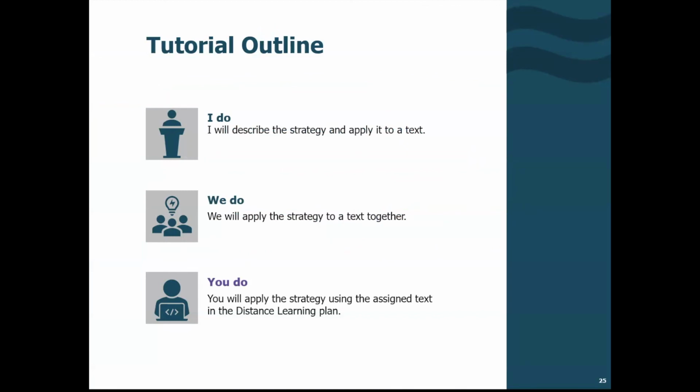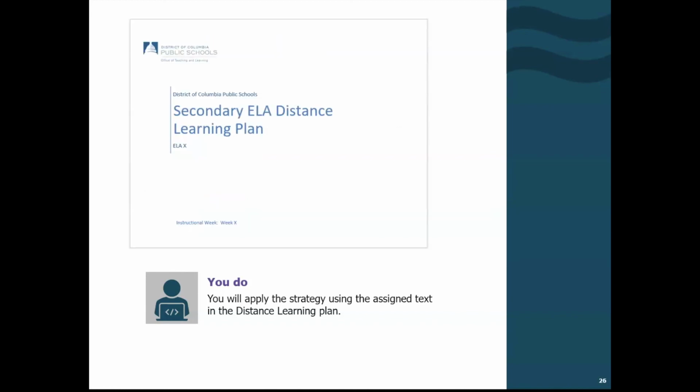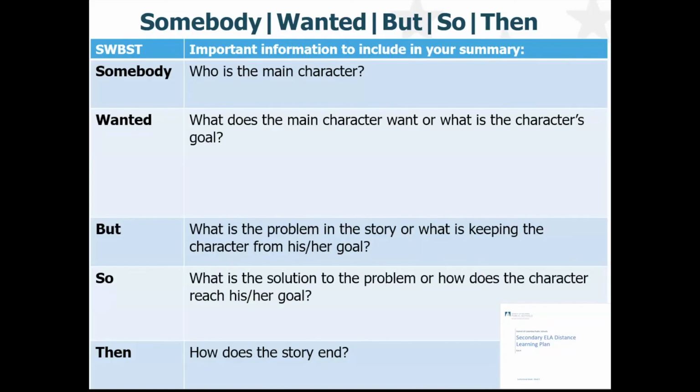Now, take out your assignment for the week and apply the strategy to the complex text that you are reading in your distance learning plan. Remember to ask yourself first, who is the main character? What does the main character want, or what is the character's goal? What is the problem in the story, and what's keeping the character from his goal? What is the solution, and how does the character reach his or her goal? And then finally, how does the story end?